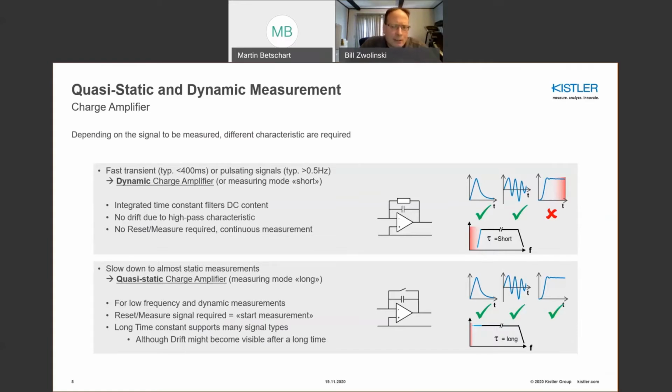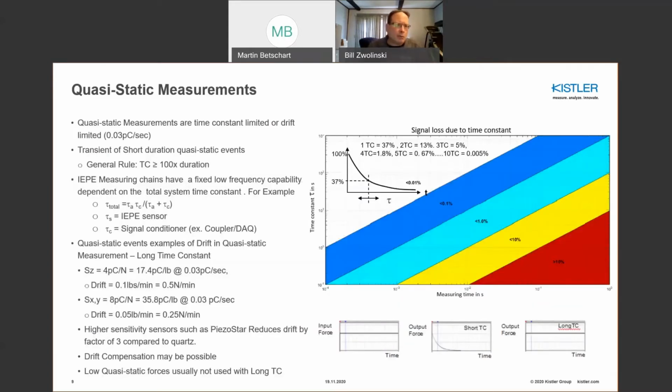It's fairly common in piezoelectrics, and it's well understood, but I wanted to point that out to you. Certainly, with regard to quasi-static measurements, you have the ability to vary this time constant, and the long time constant setting basically allows you to measure the DC components, the static components, over short periods of time, and the drift can be related to basically 0.03 picocoulombs per second divided by the sensitivity. So you might see a drift of, say, half a Newton a minute for some sensors, or maybe even a quarter Newton a minute, or in pounds, for those thinking in pounds.